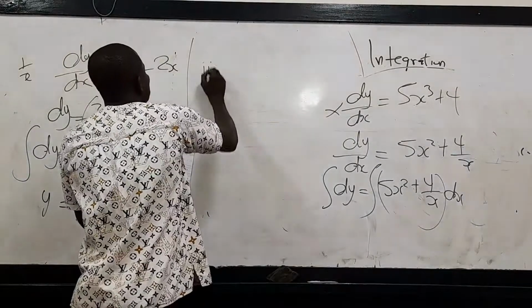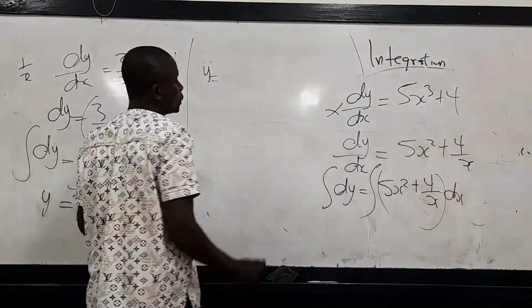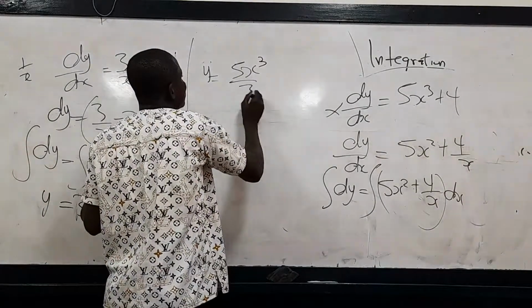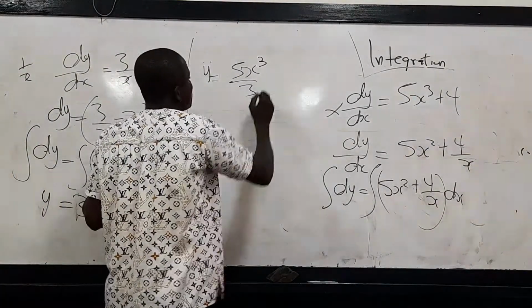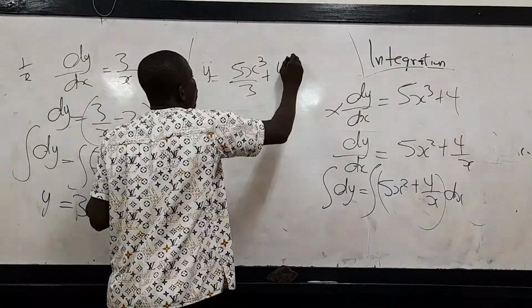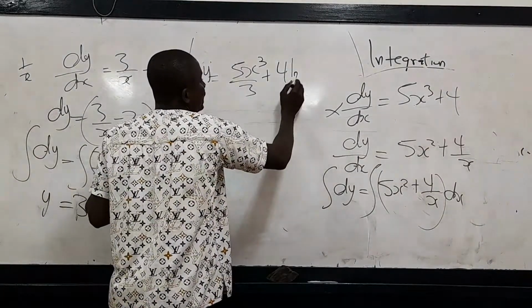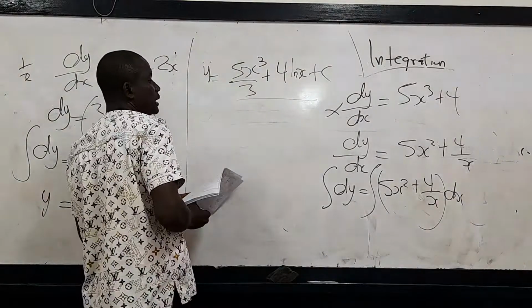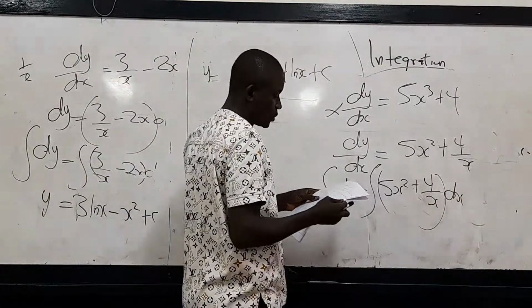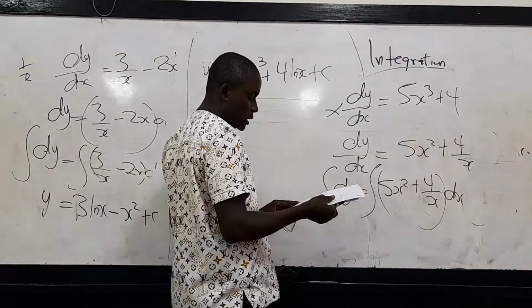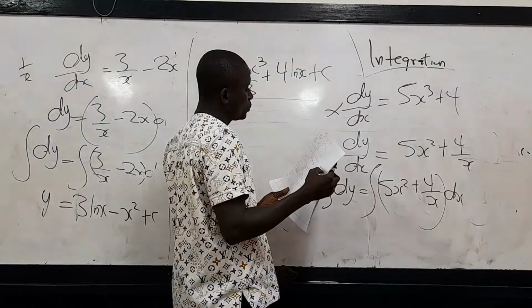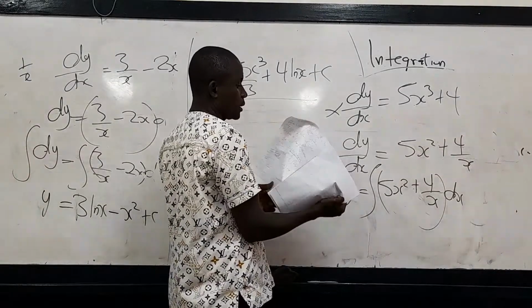So what is y? y is equal to 5x cubed over 3 plus 4 ln x, then plus c. Anytime it is 1 over x, it is ln x, okay? Let's see if I can get another example for you.